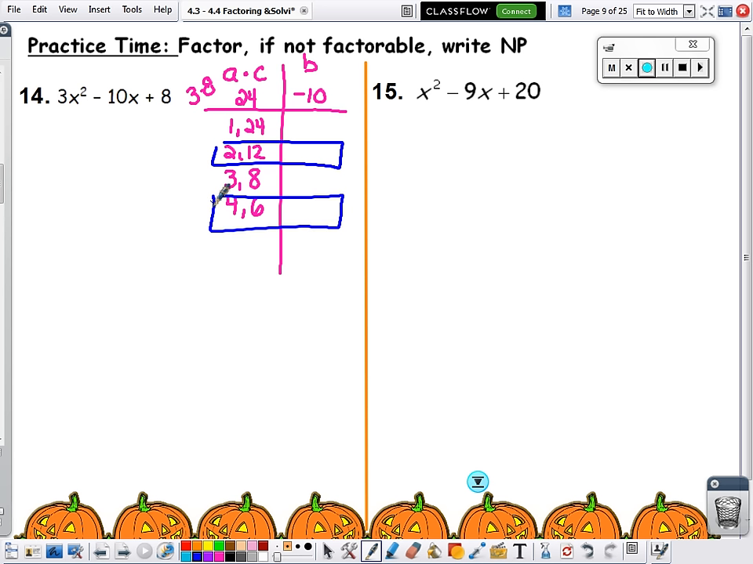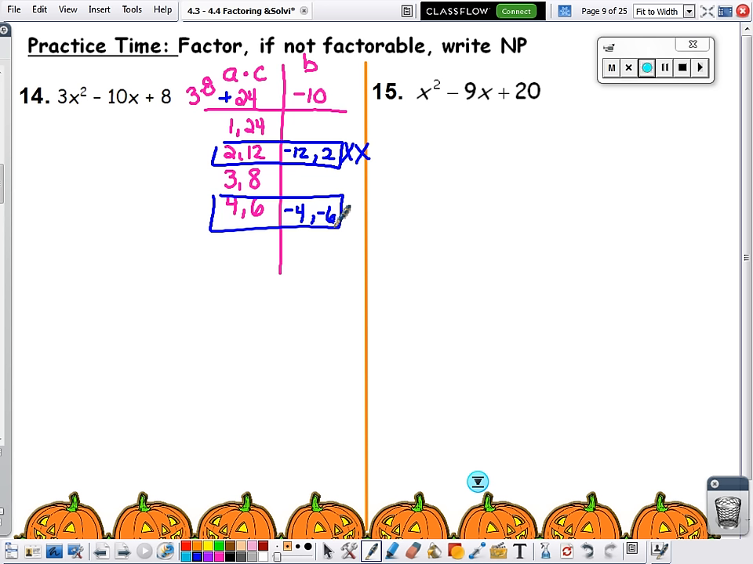So you kind of have to ask yourself, I need to get negative 10, but I need to multiply these two numbers to get a positive 24. So my two numbers have to have the same sign in order for them to be multiplied together to get a positive 24. 2 and 12 would give me a negative 10, but I would have to have a negative 12, positive 2, and that's not going to multiply together to give me a positive 24. So 4 and 6, I could do negative 4 and negative 6. They will give me a negative 10, and when I multiply them, I would get a positive 24.